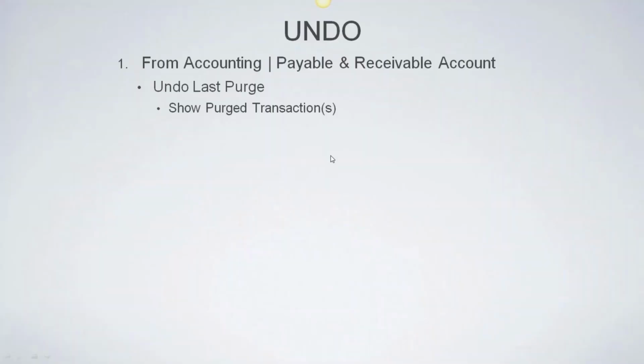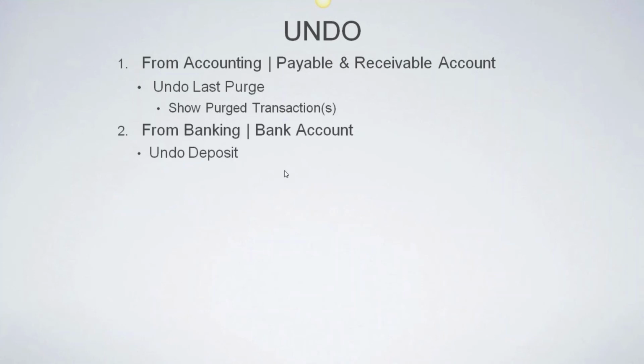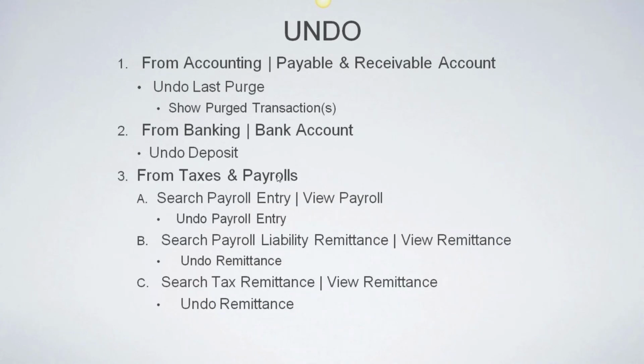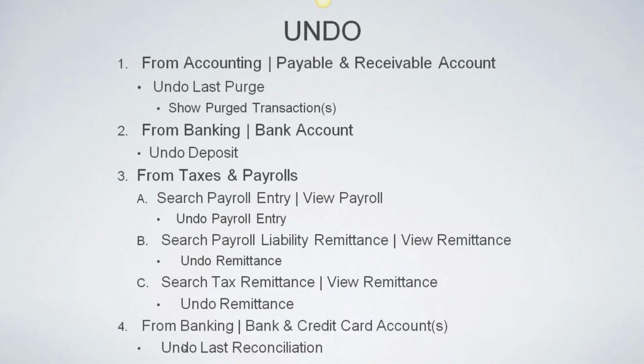Let's make sure we've covered all the undo features. Undo the last purge, and show purge transactions for your payable and receivable accounts. From banking, bank account, undo a deposit. From taxes and payrolls, undo a payroll entry, undo a remittance for the payroll liability, and undo the tax remittance. And then from banking and/or credit cards, undo the last reconciliation. So watch for your undos, because they'll help you if you've made an error in entry.